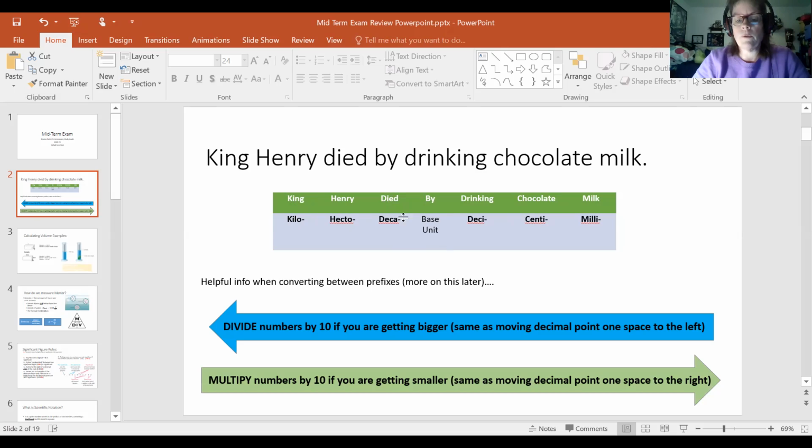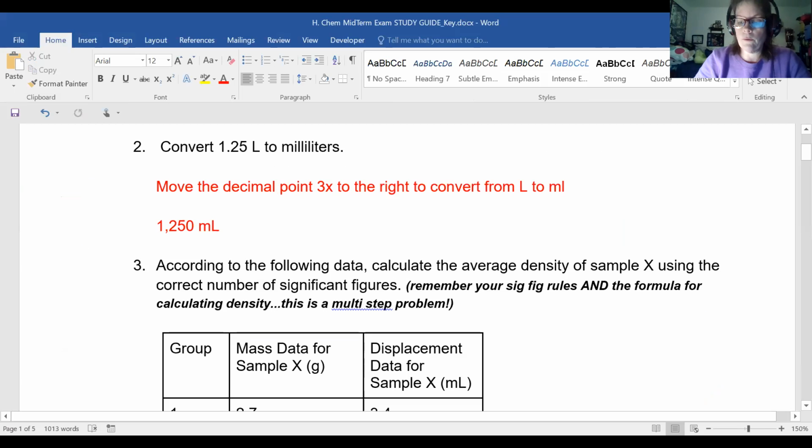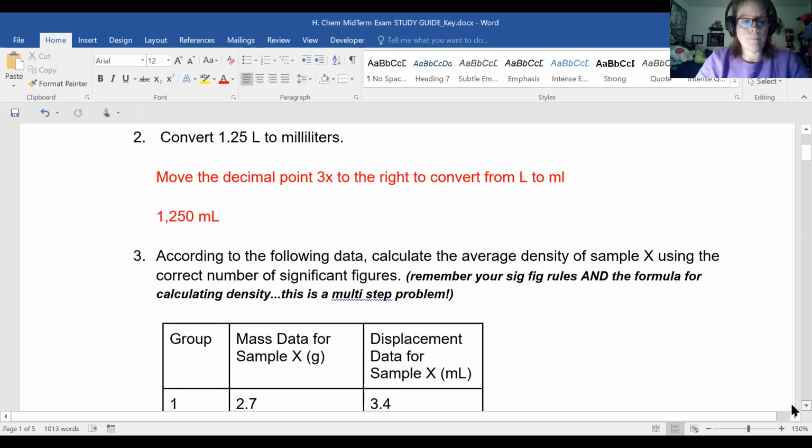So we said we were starting with liter, which is a base unit, and we want to move it to milliliter. So you move that decimal point how many times? 1, 2, 3. And you're moving it towards the right. That was pretty easy to do if you can remember that chart. We started with 1.25, we moved it 1, 2, and you have to add a 0. So we added the 0 to the end to make 3 spaces, and your answer is 1,250.